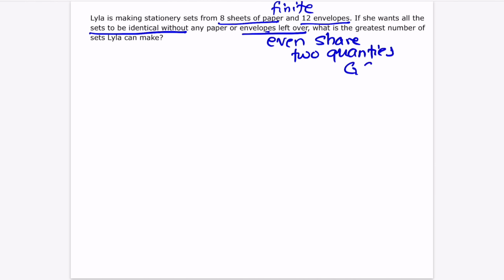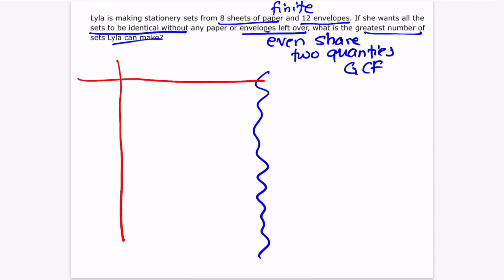So this is already telling me it's going to be the greatest common factor. What is the greatest number Lila can make? And I'm going to try this using both, just so you can see both. So we'll start with a table over here, just so you can review it. And I want to know how many sets she can make. What's the number of sets?